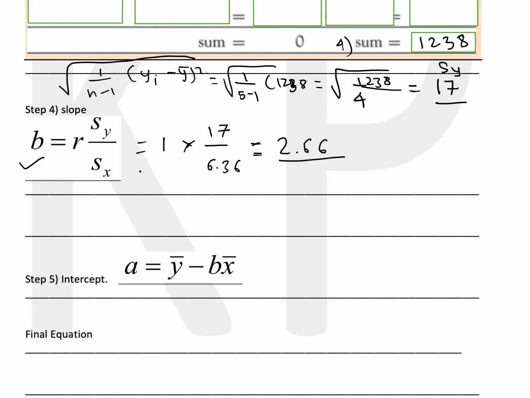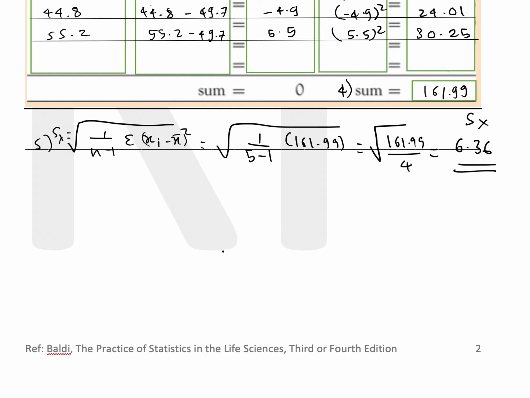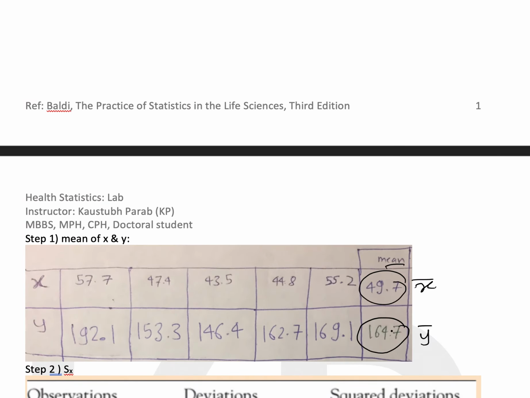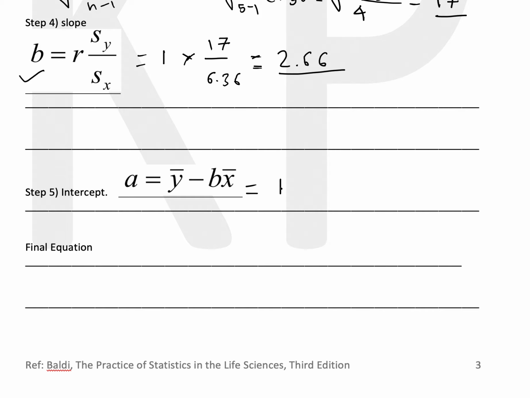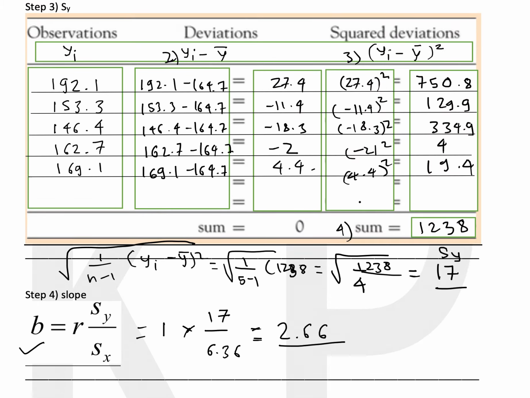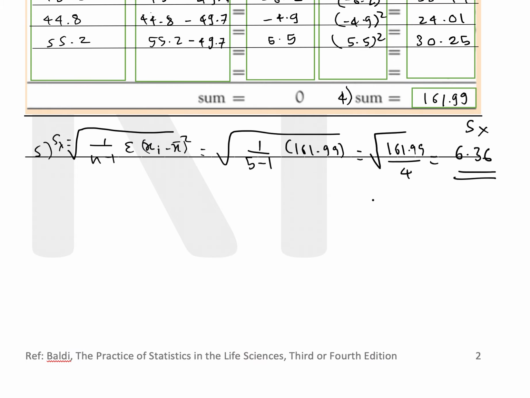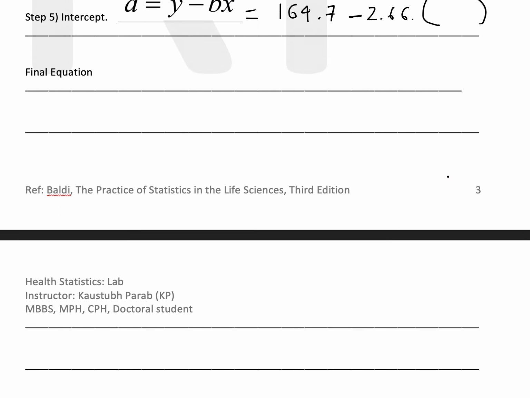Fifth step is using this slope and the mean of x and y. You calculate the intercept a, which is equal to mean of y. Mean of y is 164.7, minus slope we got from previous step as 2.66 times mean of x. Mean of x we got it as 6.36.